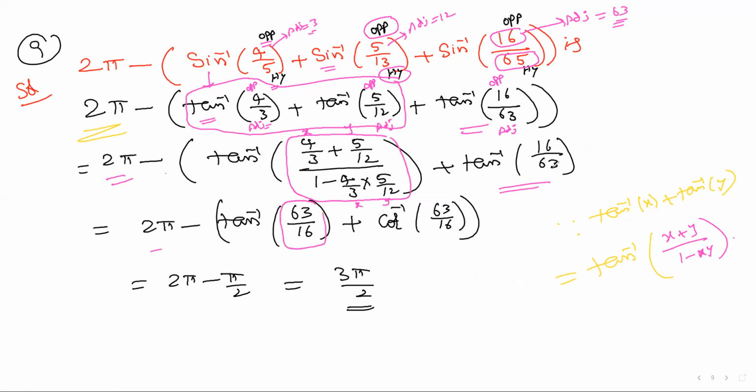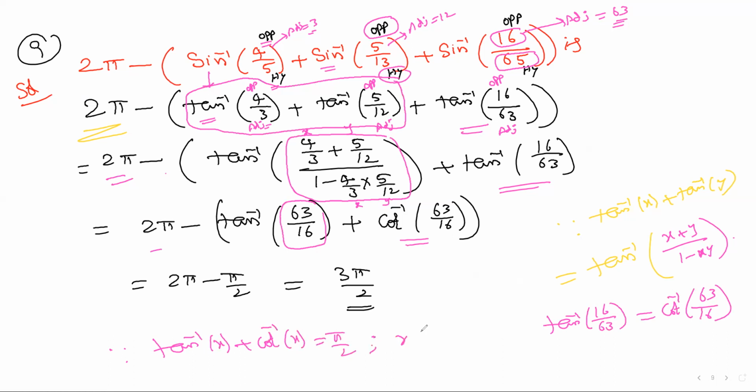Here tan inverse of 16 by 63 can be written in terms of cot inverse of 63 by 16. Why? Because of one formula. What is the formula? Tan inverse of x plus cot inverse of x is equal to pi by 2, where x belongs to any real number. So tan inverse of 63 by 16 plus cot inverse of 63 by 16, according to the property, this value is pi by 2. So 2 pi minus pi by 2, we get 3 pi by 2.